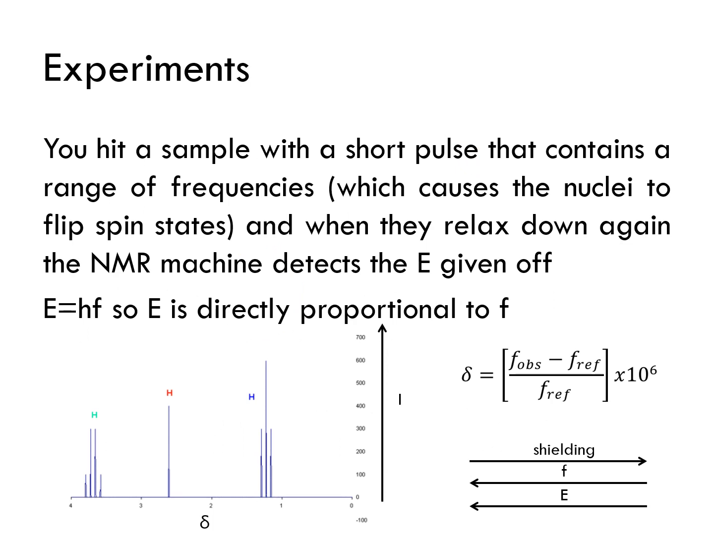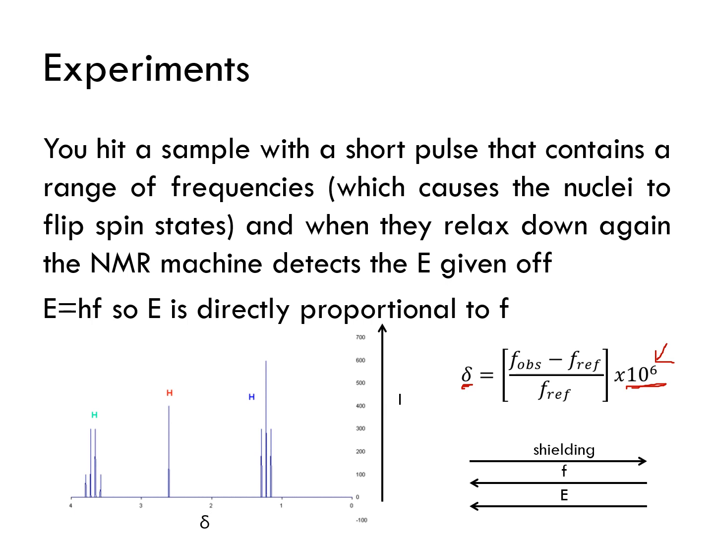So when you're looking at NMR in an experimental setting, basically you're going to hit a sample with a short pulse that contains a range of frequencies, and that's going to cause the nuclei to flip the state that it's in. And then when it relaxes down again, the NMR machine detects the energy given off, and it is able to determine what the shift is. And remember that shift is the frequency observed minus the reference frequency divided by the reference frequency times 10 to the 6th. Because we look at stuff in parts per million, so that's where the 6th comes from.